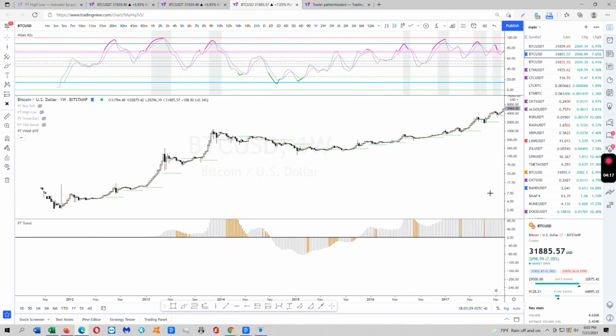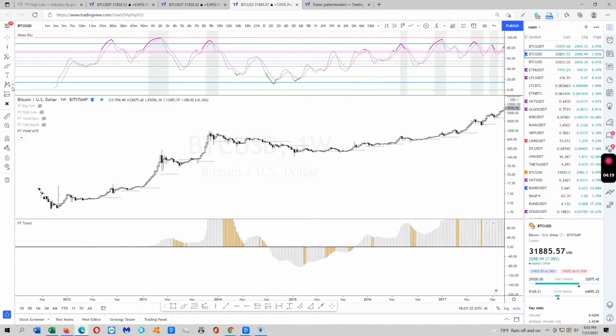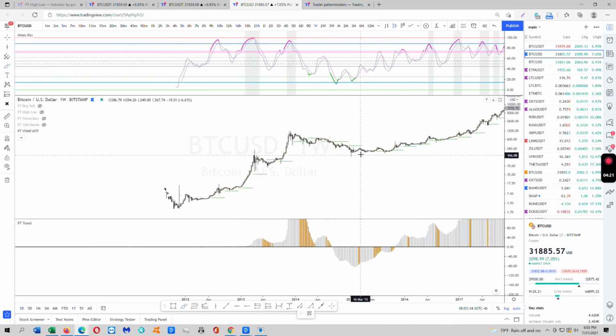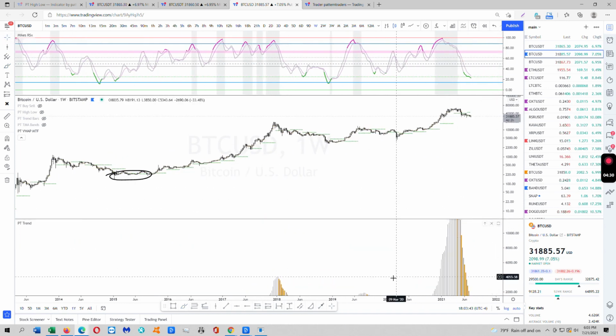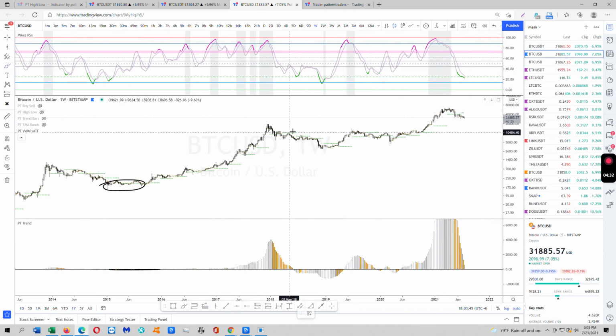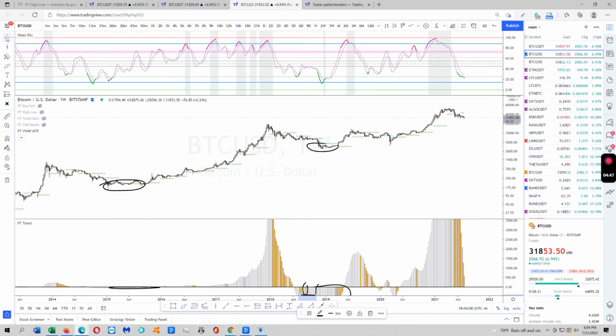Weekly again. 2015, the bottom right here, which was 150 bucks. Weekly, orange, bottom. 2018, bottom down here. Weekly, orange, bottom. But you want to see the orange bars getting closer to the zero line. You don't want to see orange here and progressing to the downside. There's a big difference. Again, behavior is everything. You don't just look at colors.